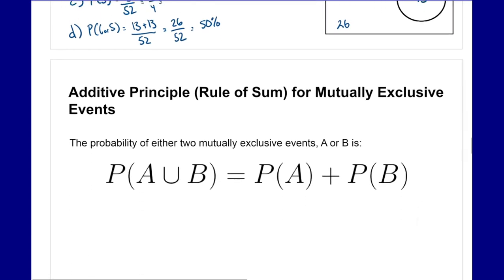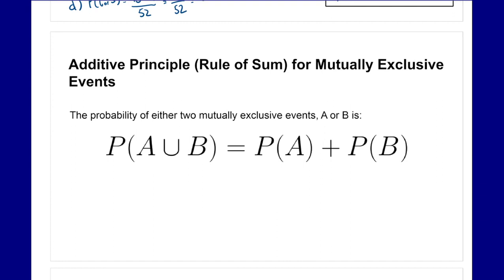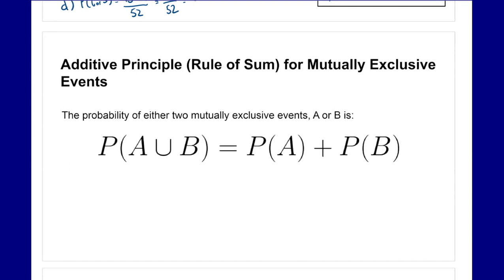So when we're dealing with two mutually exclusive events, we use what is called the additive principle or the rule of sum for mutually exclusive events. And that is basically saying that the probability of either two mutually exclusive events, A or B, is, and here we have our formula, the probability of A union B, which means A or B. So the key thing, just write it a little bit bigger, union, or, so the key word is or. That's what you're going to be seeing a lot in questions. So when we have A or B, then the probability is just the two events added together. So that's when they're mutually exclusive.